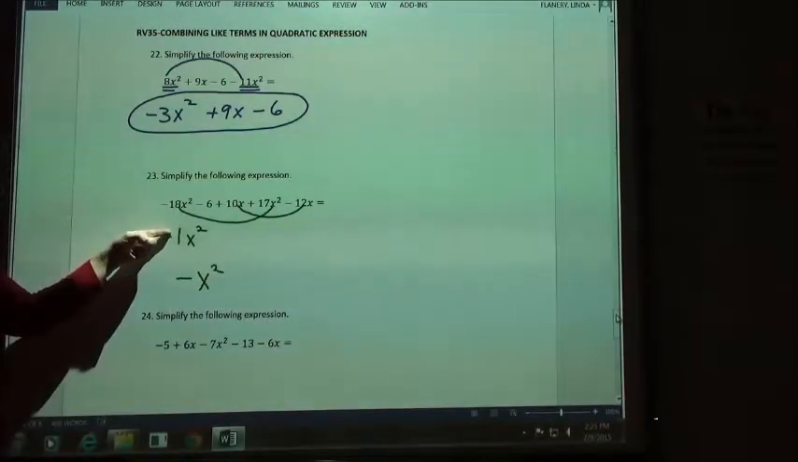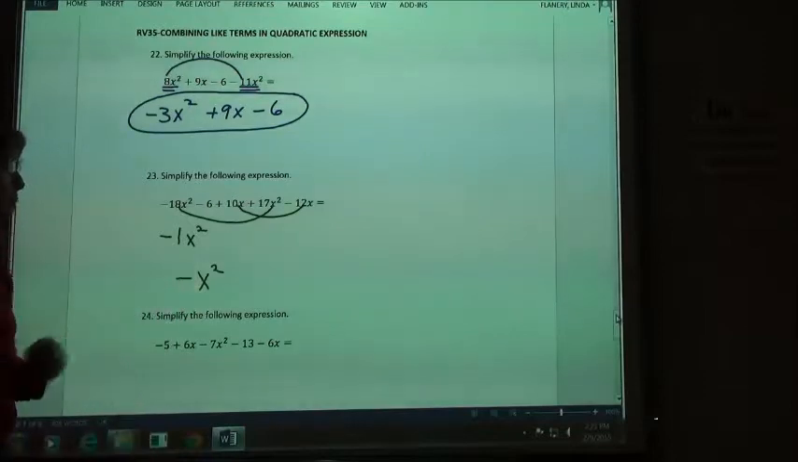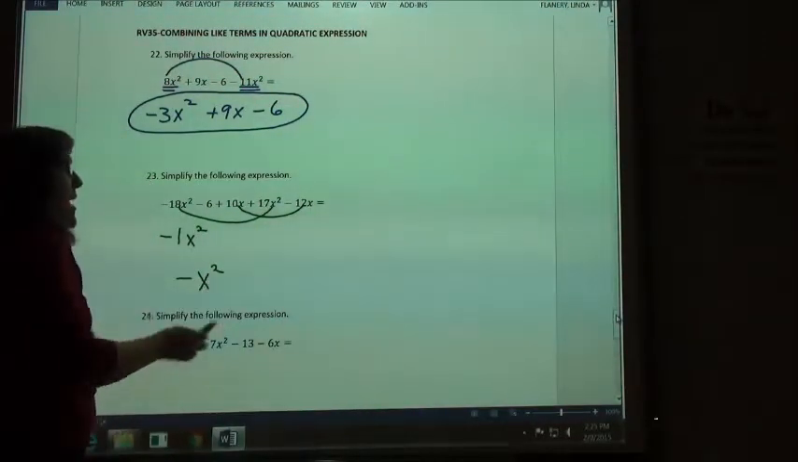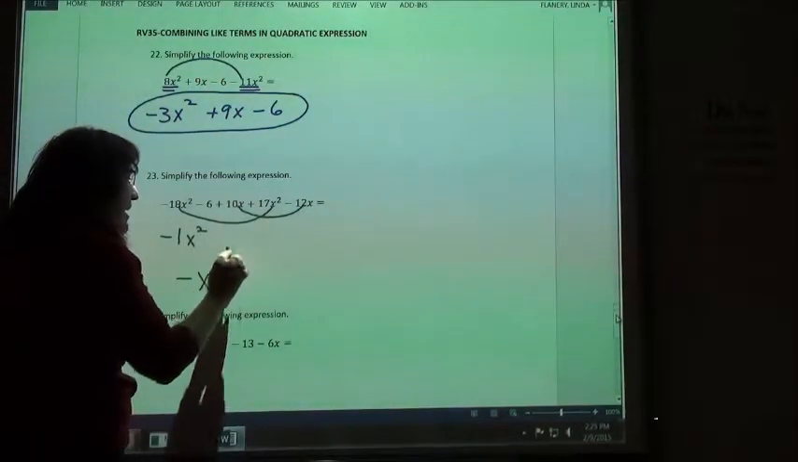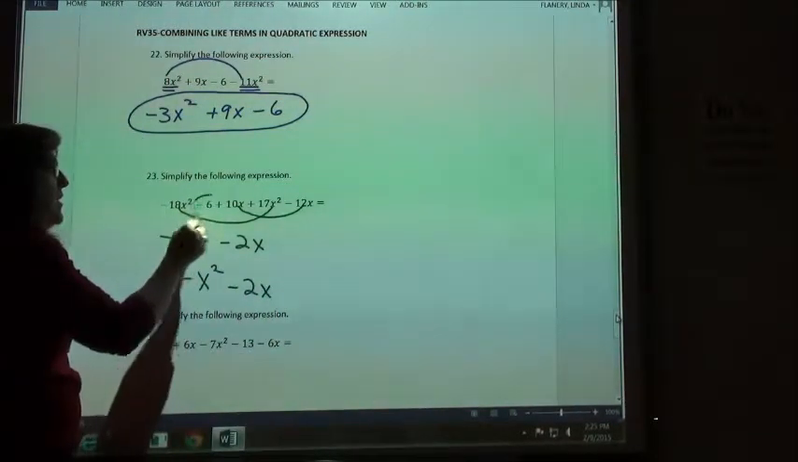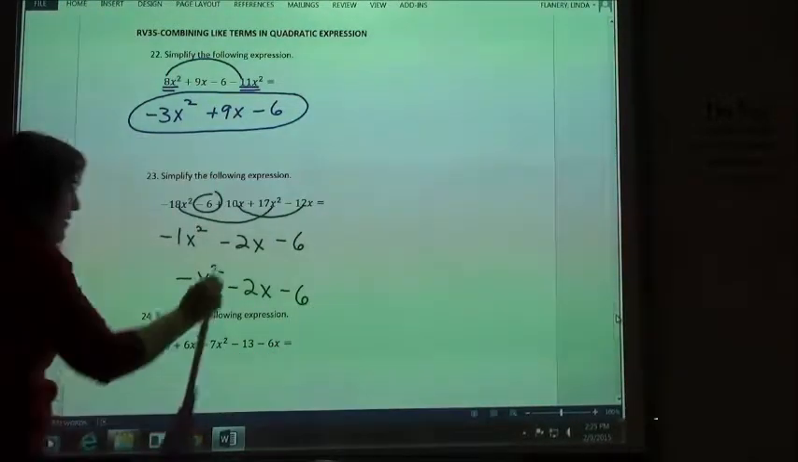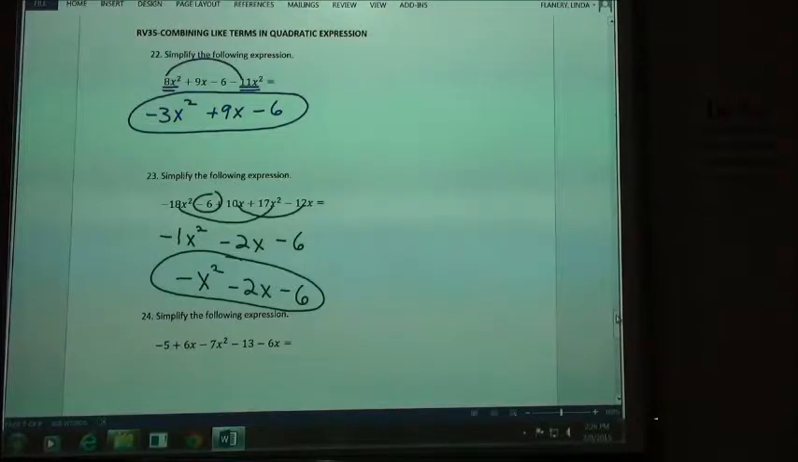If you type it in like this, it's going to tell you it's correct and then remind you that you don't need the 1. Doing my plain x's, I have a positive 10 and a minus 12. 10 minus 12 is negative 2x. And then that minus 6 didn't have anybody to combine with, so it just goes on the end. And so my answer is negative x squared minus 2x minus 6.